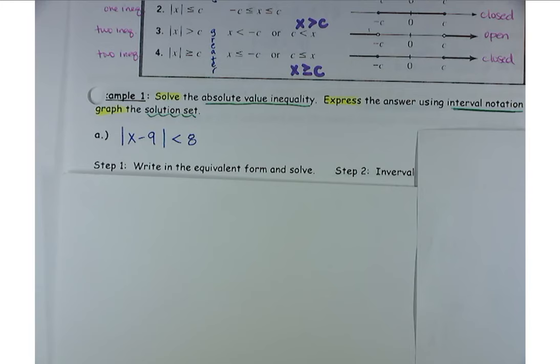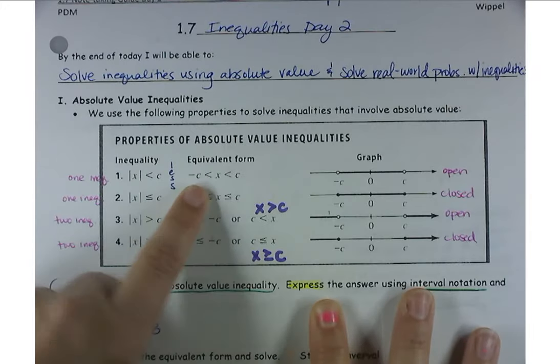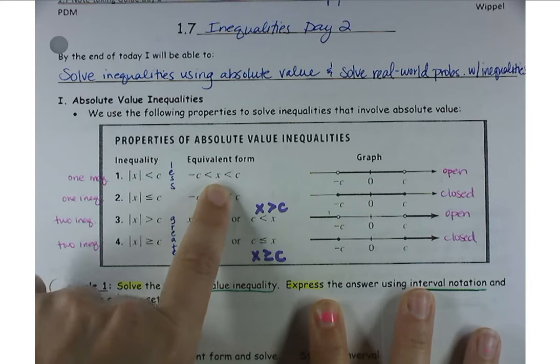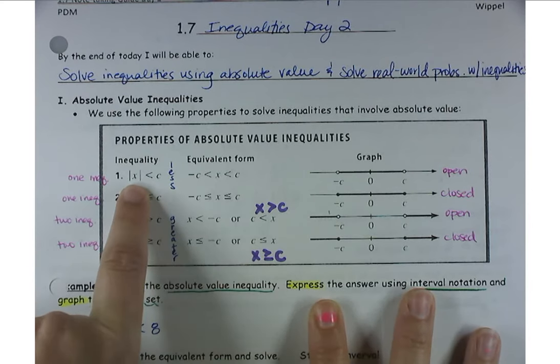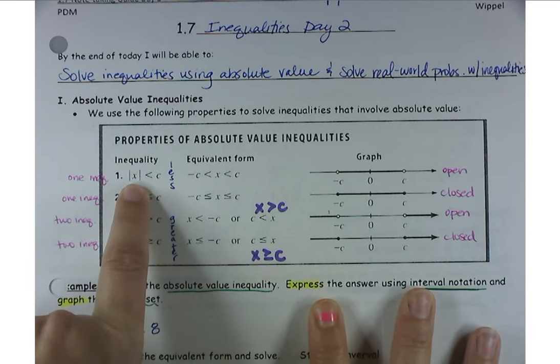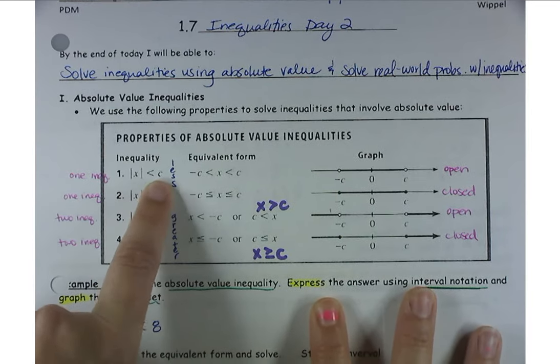First, let's identify what number this looks like. Aiden, looking at my chart, does it look like 1, 2, 3, or 4? Looks like 1. Yeah, it looks like situation 1, right? So for situation 1, I have the opposite of C is less than X, which is less than C. Well, X is just what is inside the absolute value, and then C is your constant term.